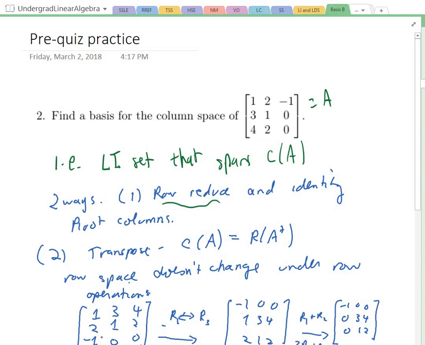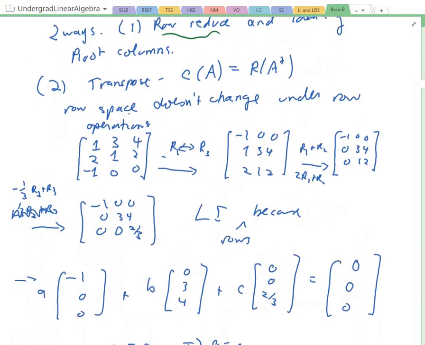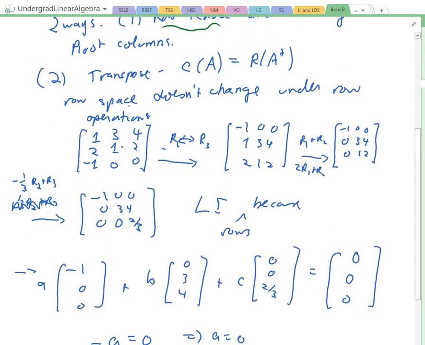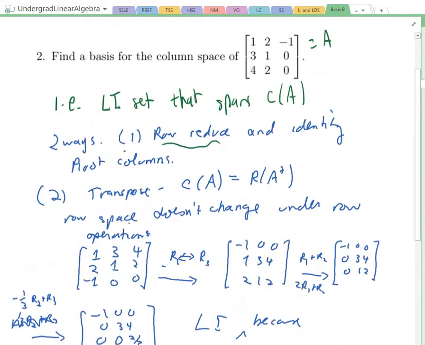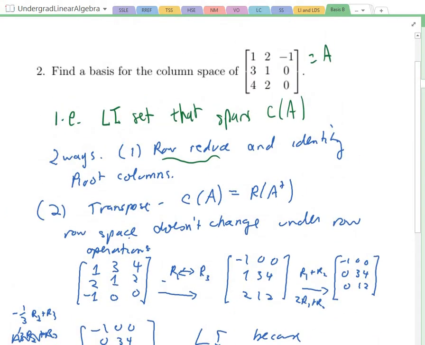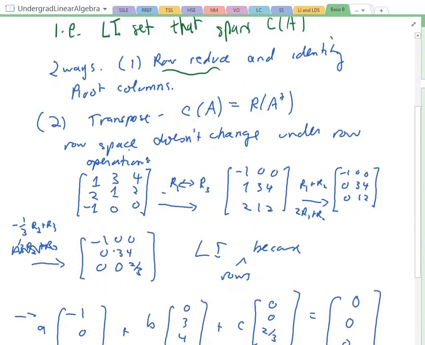If I do the transpose, you can see the transpose down here. Let's just verify that that's true. Here I had 1, 2, minus 1. Now it's going down the column. Here I had 3, 1, 0, second row. Now it's the second column. 4, 2, 0, third row is the third column. Now I do some row operations. I reduce, reduce, reduce, and I get to this place here.